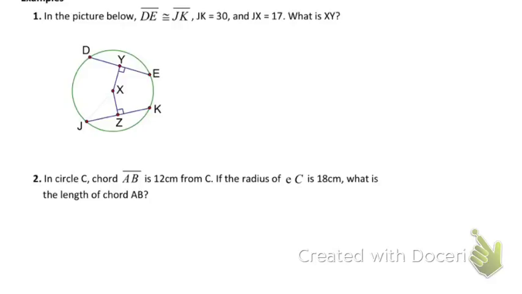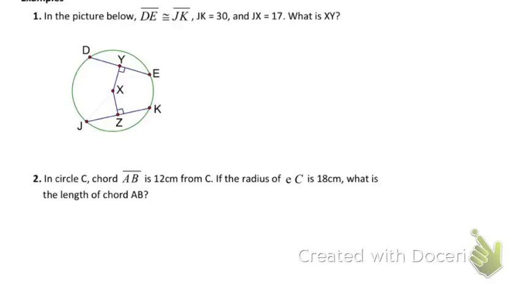Okay, this says, in the picture below, DE is congruent to JK. It's hard to put a congruent symbol on here, so sometimes you just have to keep it in your head that DE is congruent to JK. Because what I'm going to do right now is look here. Do we see this 90-degree symbol?